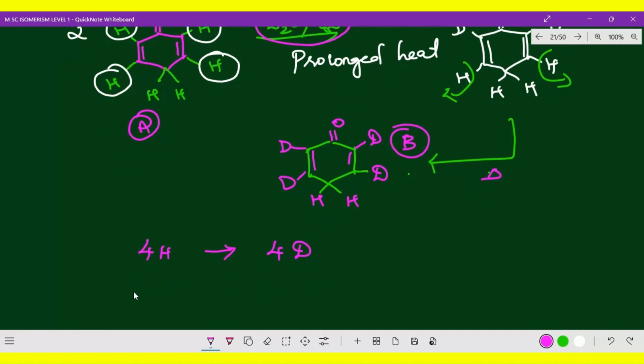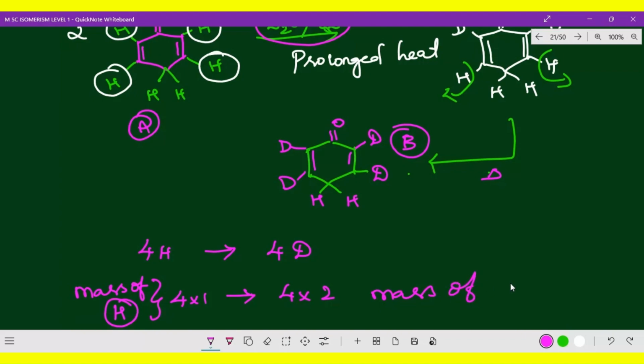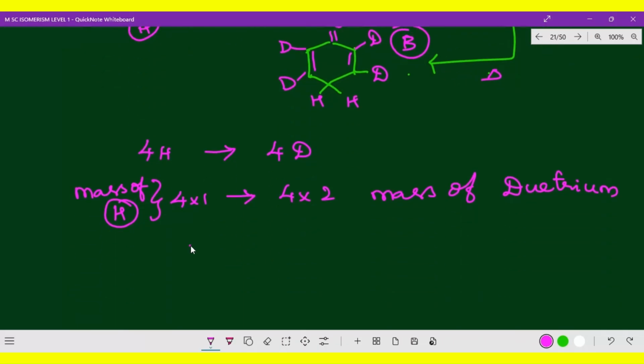Now when we compare the mass, the atomic mass of hydrogen, 4 into 1, whereas the mass of deuterium, 4 into 2. So here you will get 4 only, but here it is 8. How much will it differ? 8 minus 4, you will get 4. So the mass of the deuterium compound, that is compound B, will be 4 units extra.